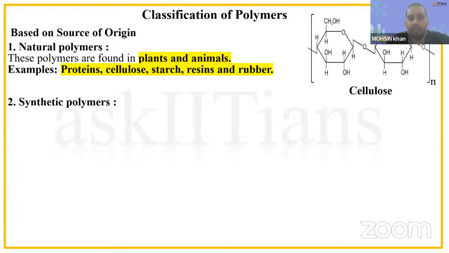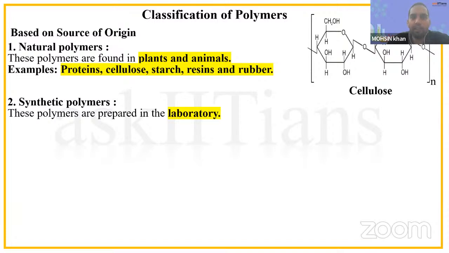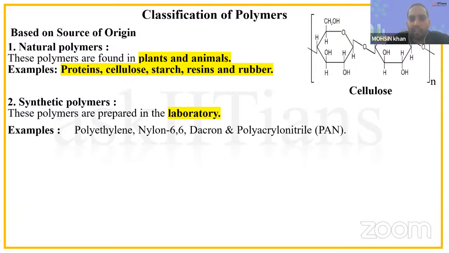Next, we have synthetic polymers. Synthetic polymers are also known as artificial polymers, which are man-made. These are synthesized in the laboratory. Polythene, nylon 6,6, Dacron, and polyacrylonitrile, PAN, are examples of synthetic polymers, which are prepared in the laboratory.